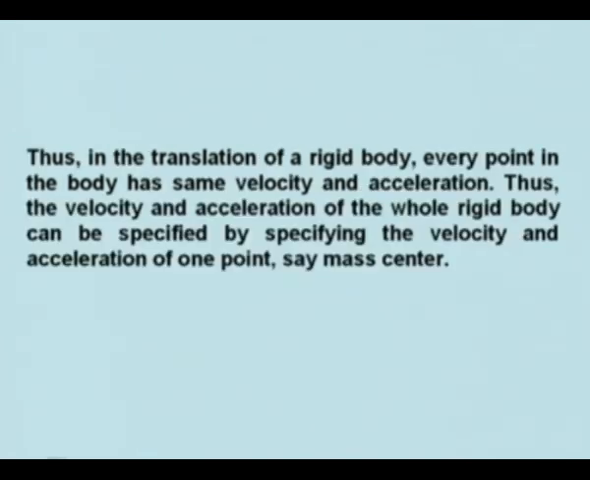Thus, in the translation of a rigid body, every point in the body has the same velocity and acceleration. Thus, the velocity and acceleration of the whole rigid body can be specified by specifying the velocity and acceleration of one point. So usually we specify the velocity of the mass center. That means if the mass center is moving with some velocity, then all points in the body are moving with the same velocity, and the same goes for acceleration.